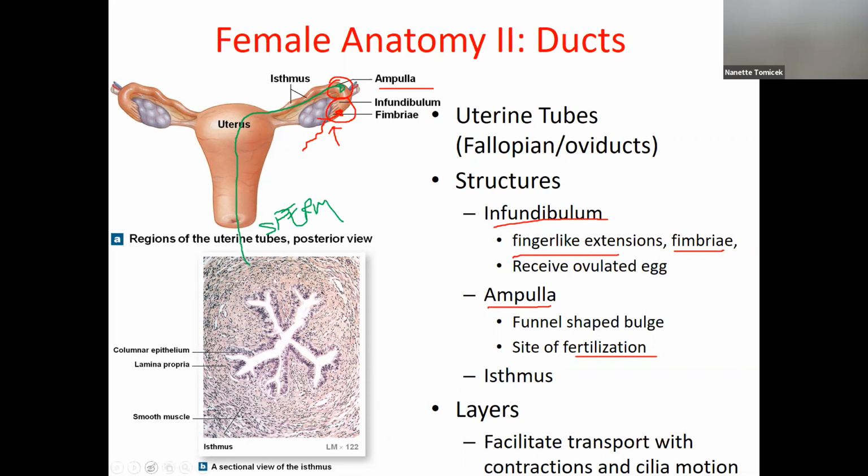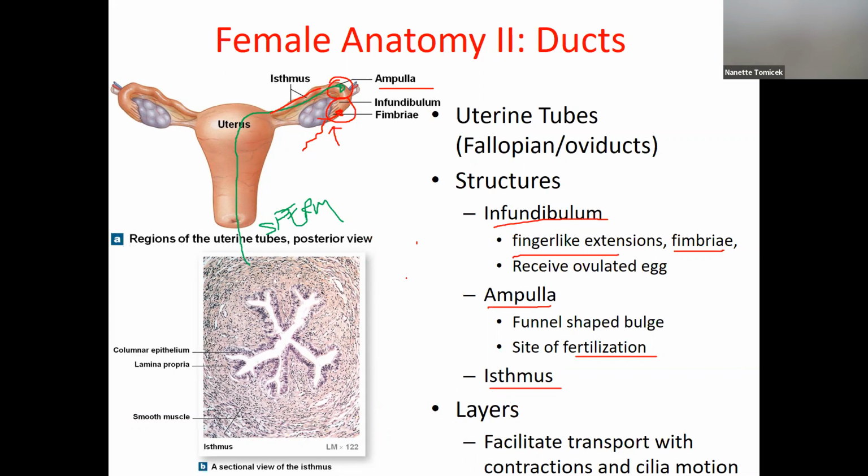The final portion that we need to talk about for the uterine tube is just the isthmus. So isthmus just refers to the fact that this is a skinny structure. You can see islands and land masses that are called isthmus. Just a skinny structure here.